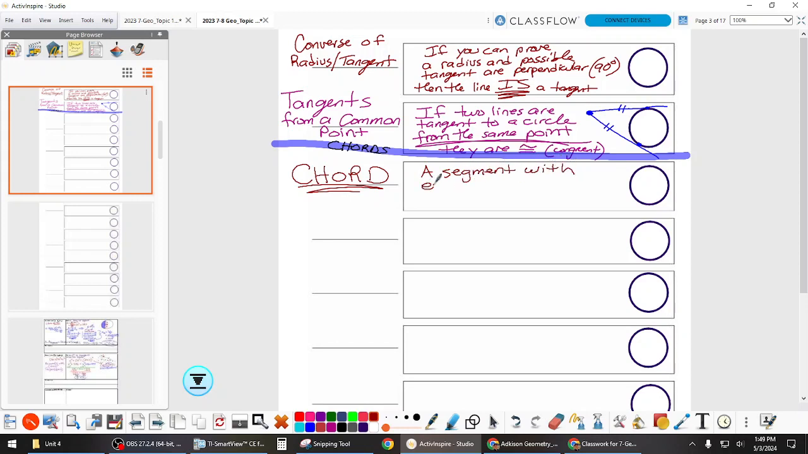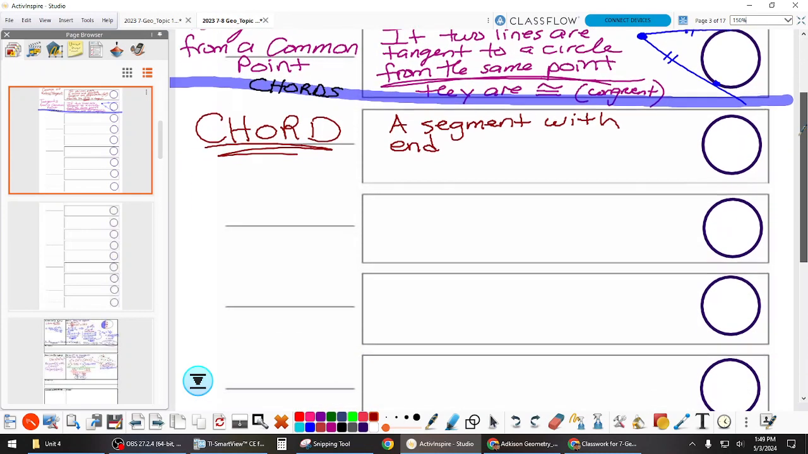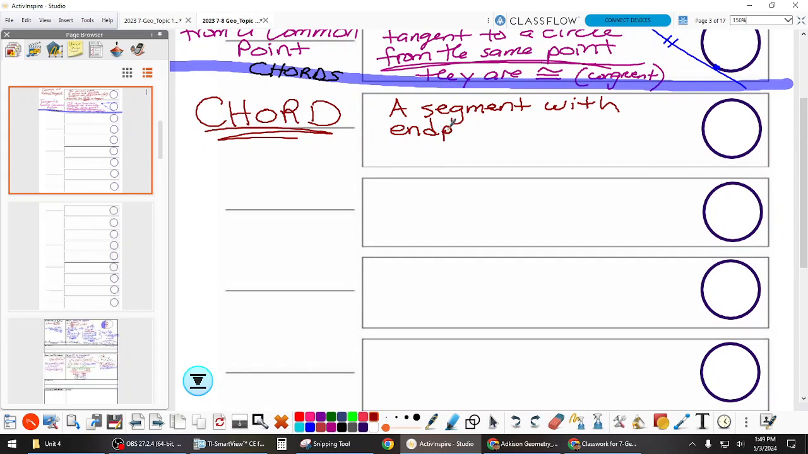Same thing. Okay, so let me zoom this a little bit. A chord is a segment with endpoints, and the big idea here is that they are on the circle. The endpoints are on the circle, so it doesn't go through. If it did go through, that would be considered a secant, but we're not there yet.